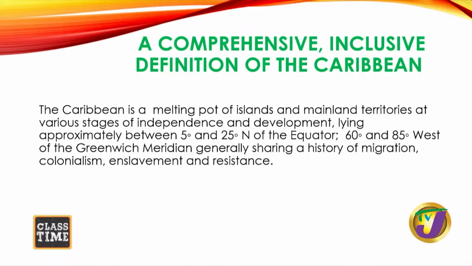Now, let us look at this comprehensive, inclusive definition. Let's put all of those things together. The geography, the geology, the political, everything. And let us see if we can arrive at one definition. This is my version. You can come up with your own. The Caribbean is a melting pot of islands and mainland territories at various stages of independence and development, lying approximately between 5 degrees and 25 degrees north of the equator, 60 degrees and 85 degrees west of the Greenwich Meridian, generally sharing a history of migration, colonialism, enslavement, and resistance.